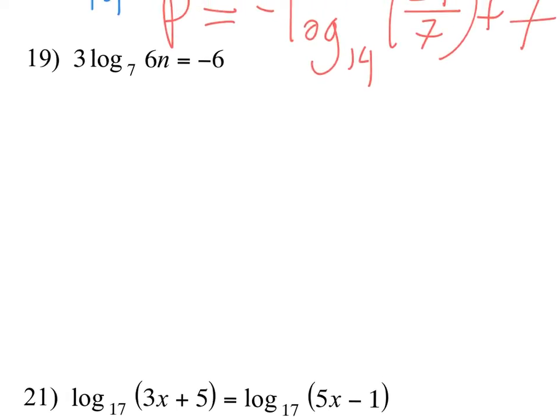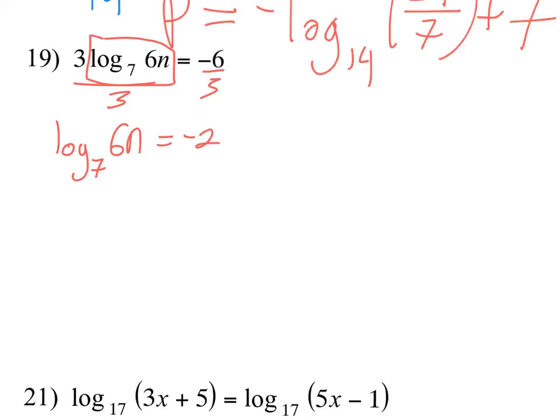For number 19, now we have to deal with log. So since we have only one log, we're going to have to convert this to exponential at some point. Same thing. I'm going to get my log part by itself first. I cannot touch anything inside of that until after I convert to exponential. So to do that, we're going to divide both sides by 3. We get log base 7 of 6n is equal to -2.